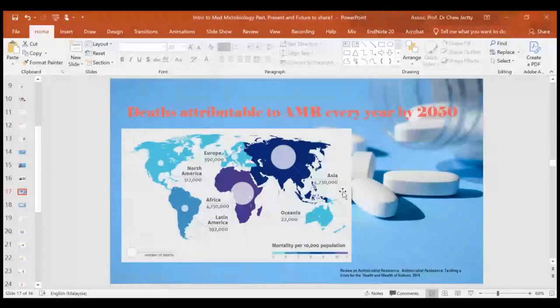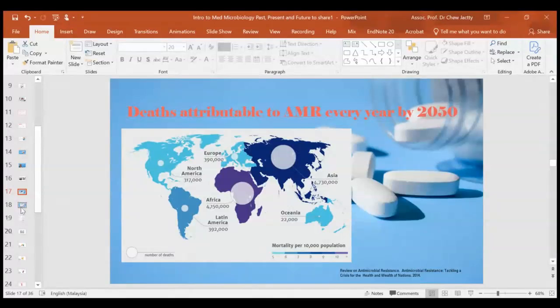So this is a rather old report that was published in 2014. It predicted the deaths attributable to AMR each year by 2050, if nothing is done to control AMR. This is the number that we'll see. For example, in Asia, we will be seeing about 4.7 million deaths in 2050. So that is the number that we're looking at. Of course, there are also reports and articles that are published to question the numbers presented here. For example, 4.7 is an estimate, just an estimate.